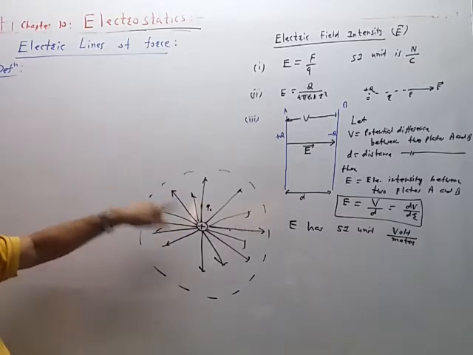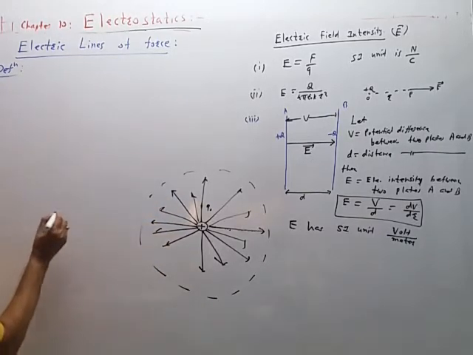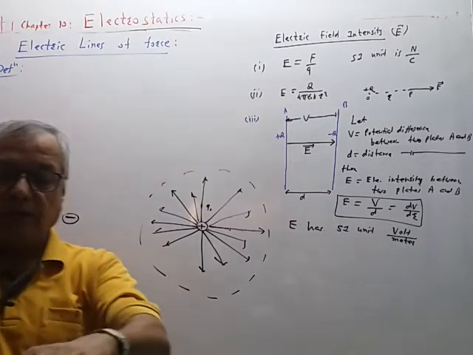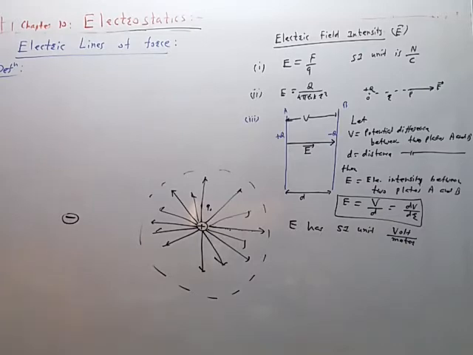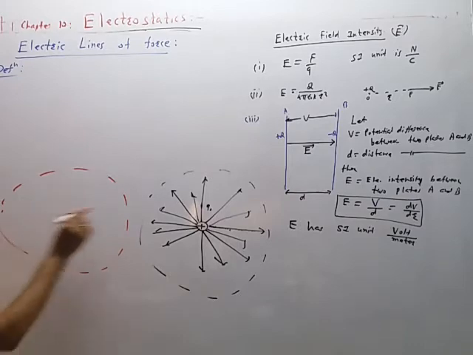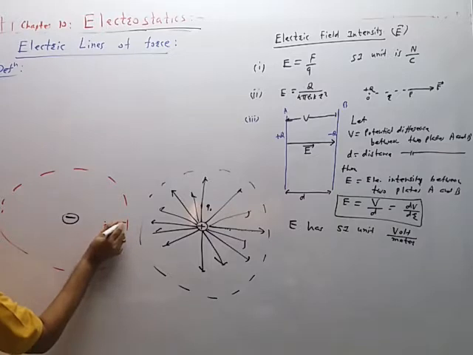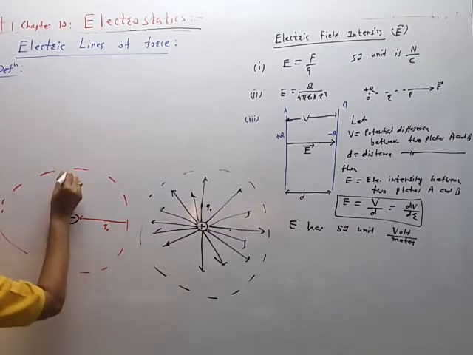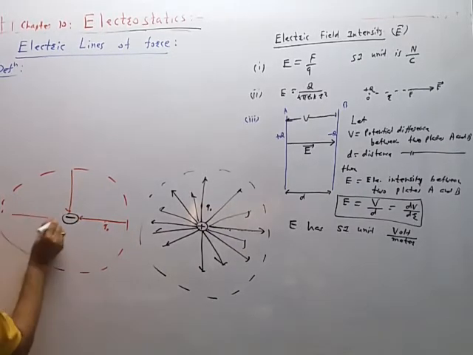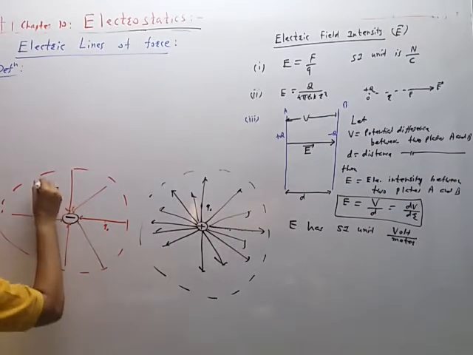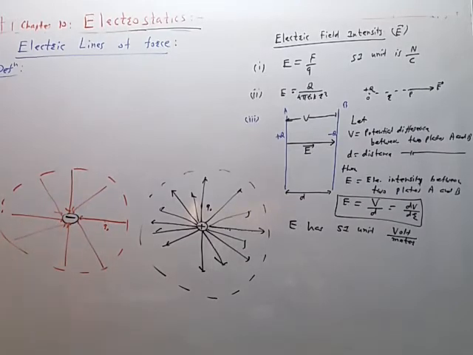Now, instead of positive charge, if we consider isolated negative charge, then it will also produce the electric field. Suppose the electric field is produced in this region. So again, if the positive test charge Q0 is kept here, it will be attracted. It will move in this direction, along this path, along this line. So these are also called as the electric lines of force.